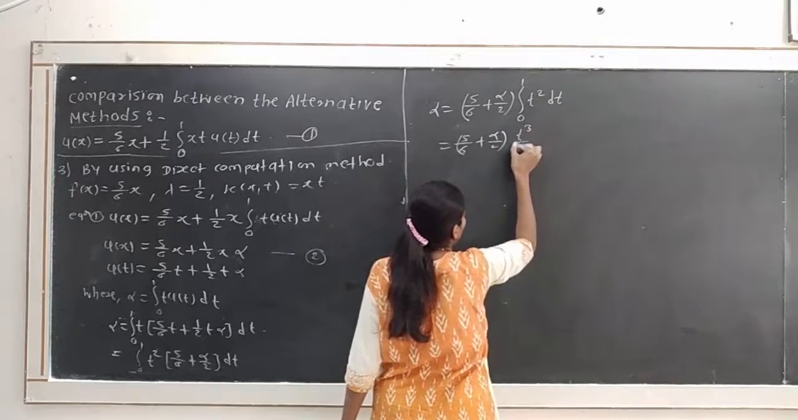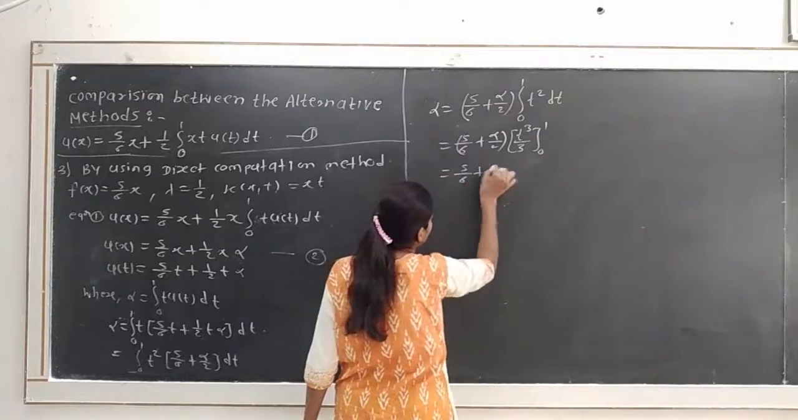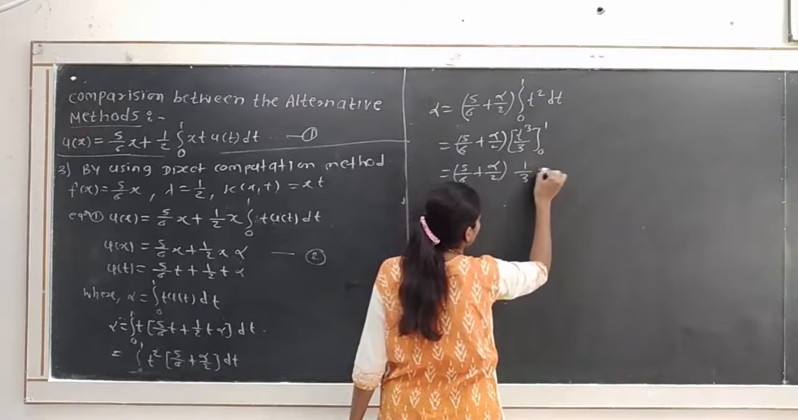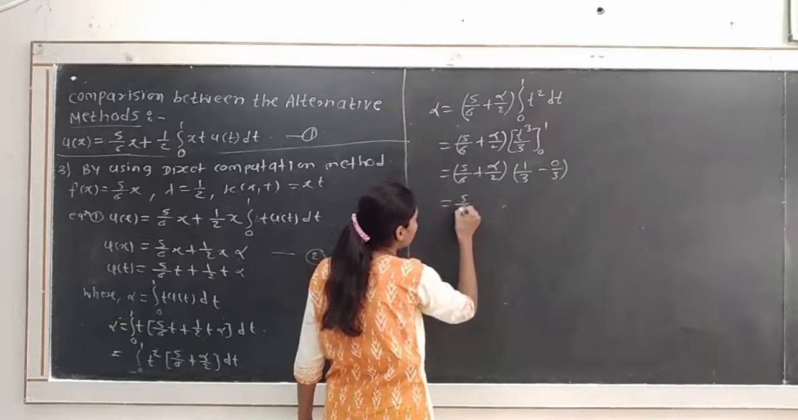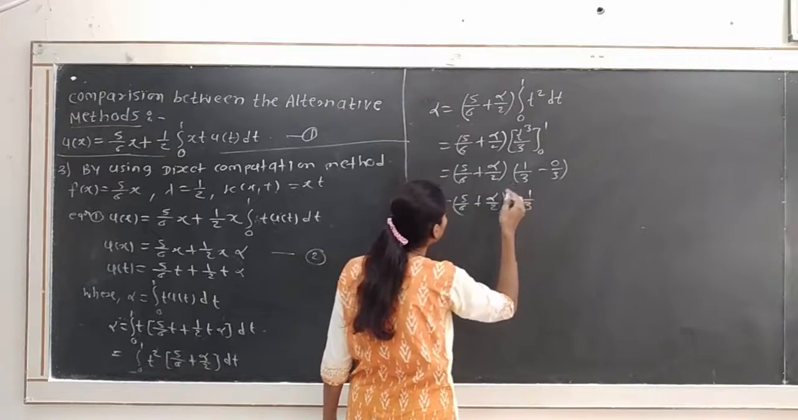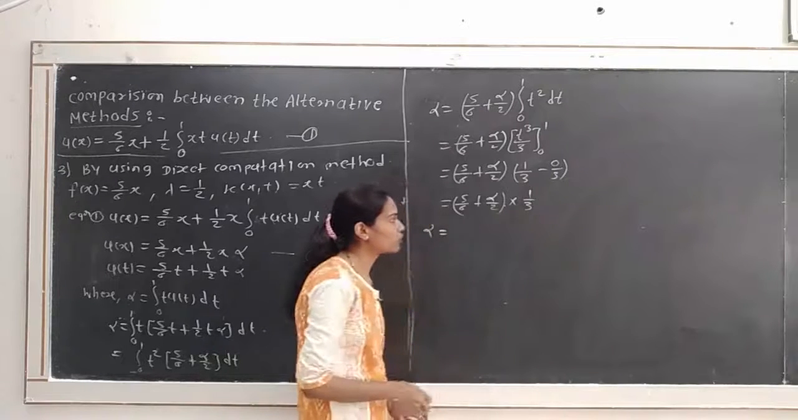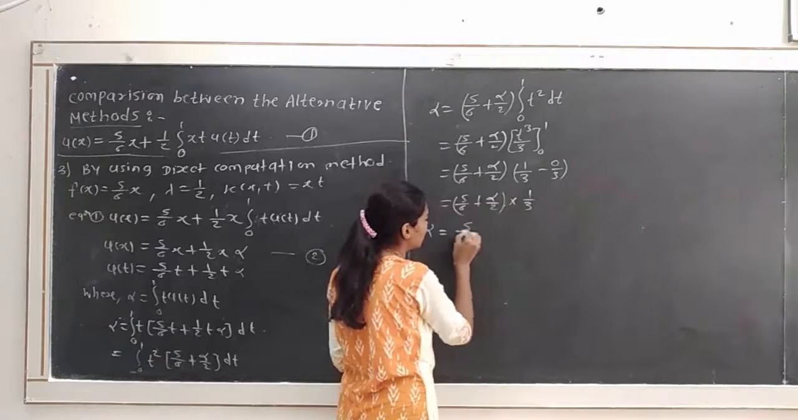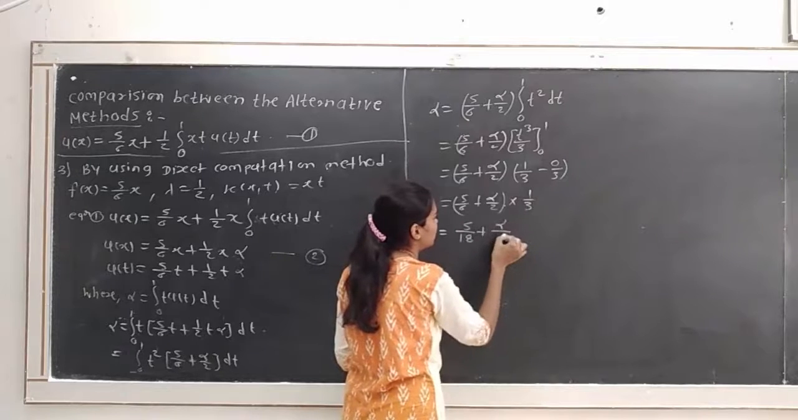will be t cube divided by 3, limits from 0 to 1, so we have 5 divided by 6 plus alpha divided by 2, and by putting limits, 1 by 3 minus 0 divided by 3. So we have 5 divided by 6 plus alpha divided by 2 into 1 by 3. Here we want to find the value of alpha, so we simplify this. Multiply this 1 by 3 inside the bracket, so we have 5 divided by 6 into 3, 18, plus alpha divided by 6.